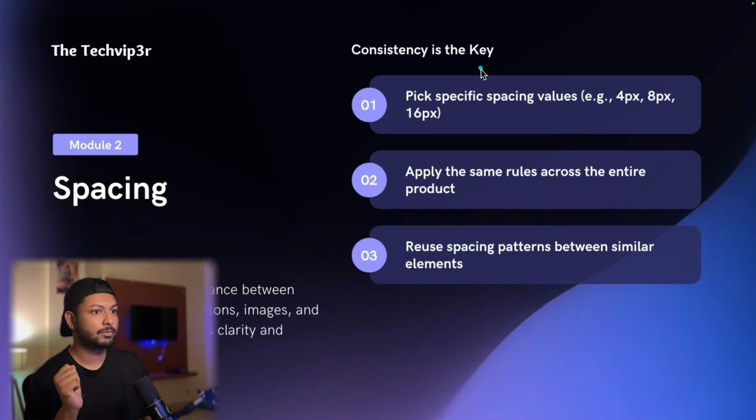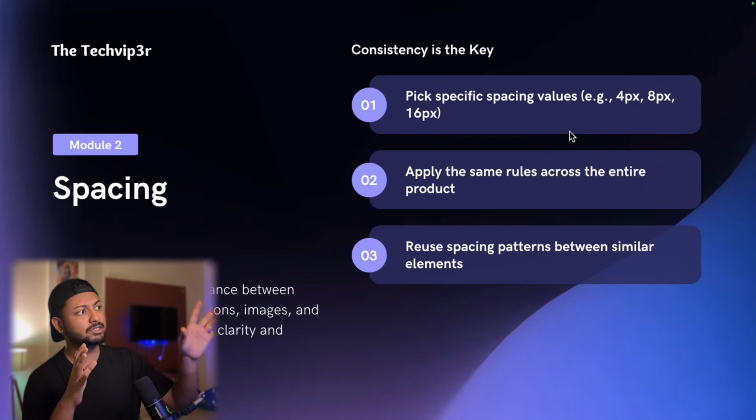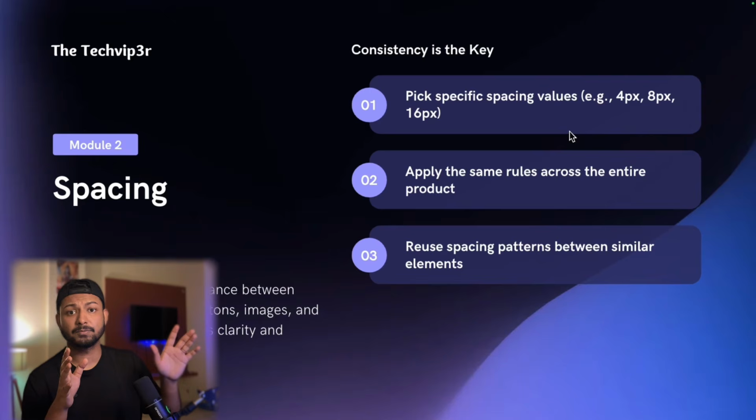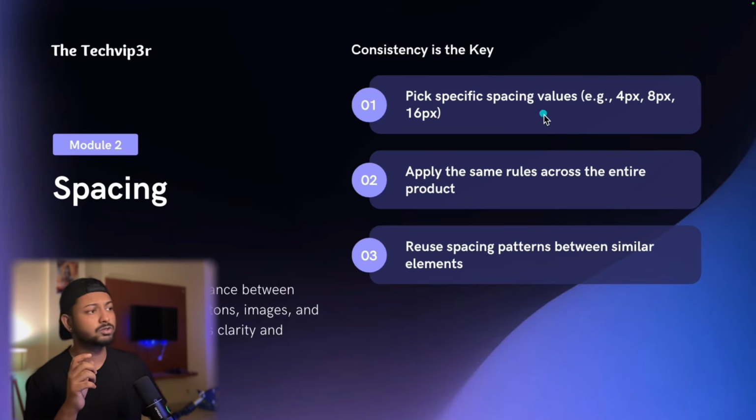Consistency is the key. While we are spacing, pick specific spacing like 4 pixel, 8 pixel, 16 pixel. You can change it, but these are the basics. If you use those pixels, the multiple of 8s is going to be great. Or multiples of 4, you can say 4, 8, 16. So those we use while we are designing. Apply the same rule across the entire product. If you apply those rules to the entire product, your product is going to look good and much more consistent.